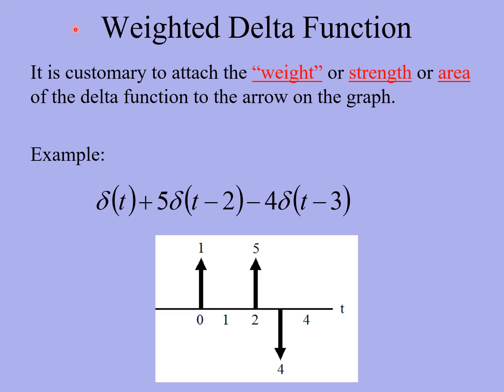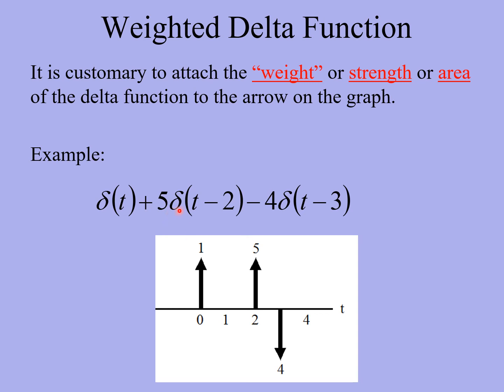So sometimes we deal with so-called weighted delta functions, and it's customary to attach the weight or the strength, basically the integrated area of the delta function, to the arrow on the graph. So for example, if we were asked to sketch or make a plot of delta of t plus 5 delta of t minus 2 minus 4 delta of t minus 3, let's see how that would look. Well, this is a delta function right here, delta of t. So I'm going to put that right here, and I'm going to just put a 1 up here to remind us that that's the coefficient out in front. This has a weight or an area of 1.